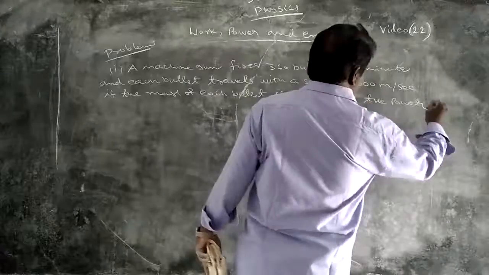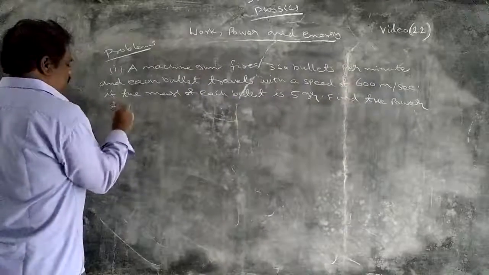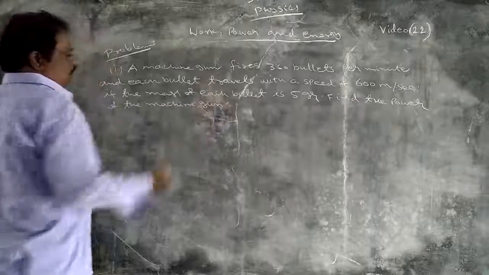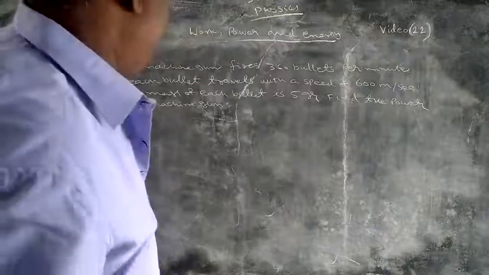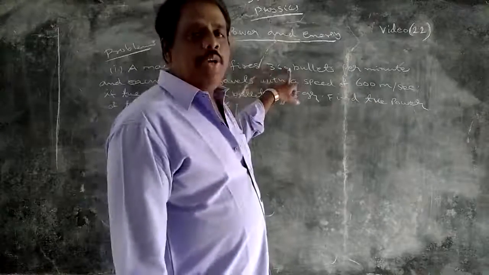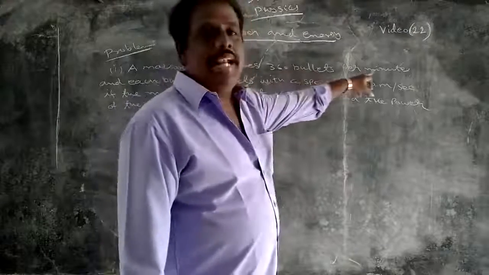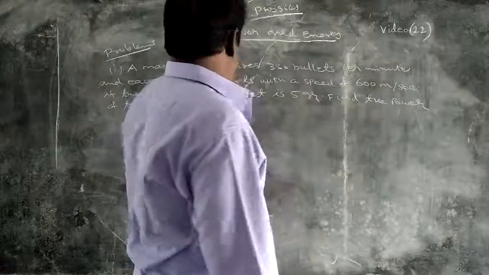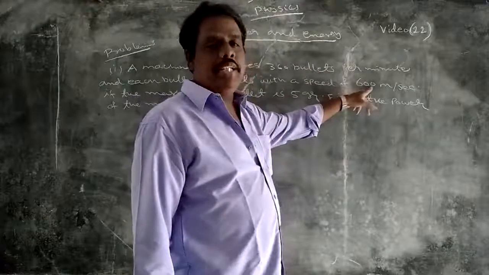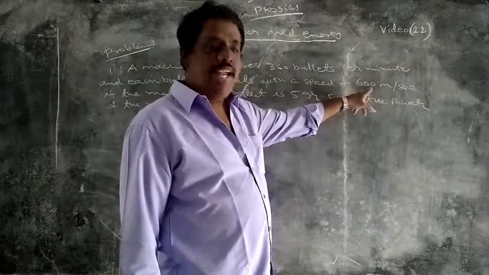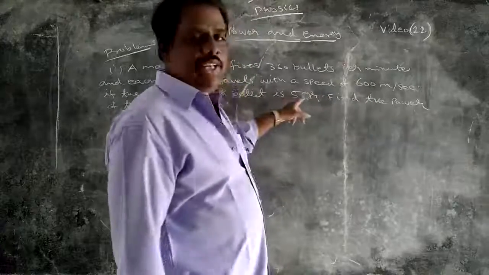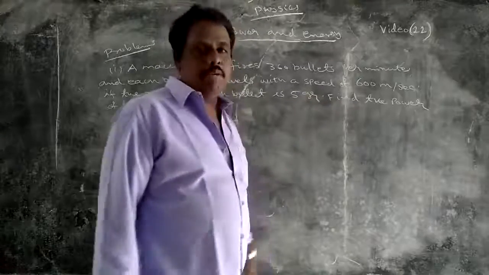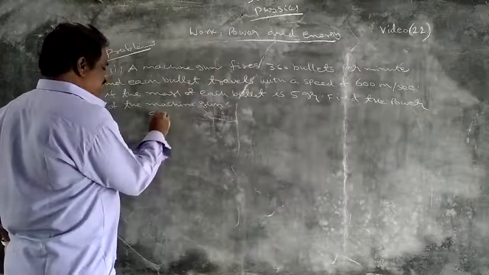Power of the machine gun. See here, what data are given? Number of bullets 360, that should be denoted with N. Per minute, time should be 1 minute, that should be converted into seconds, that is 60 seconds. Each bullet travels with a speed of 600 meters per second, the speed of the bullet V. Bullet mass, each bullet is 5 grams, this should be converted into kg. So what are we asked to find? Power P.